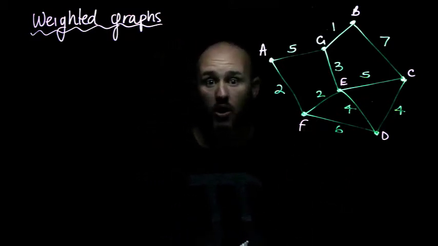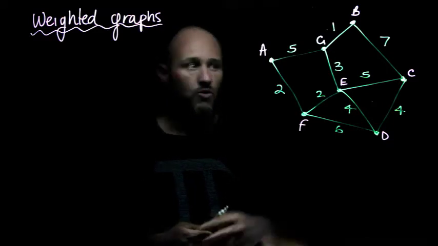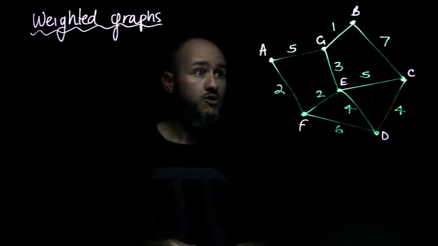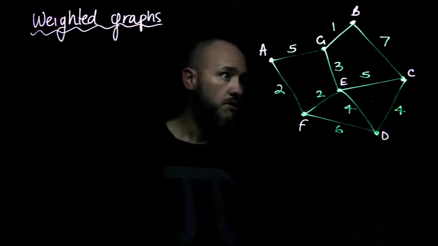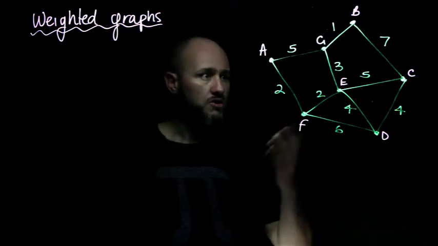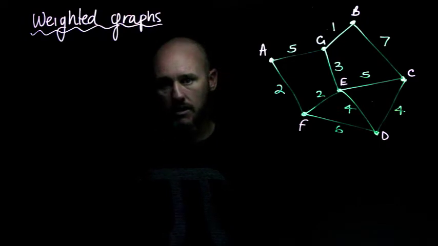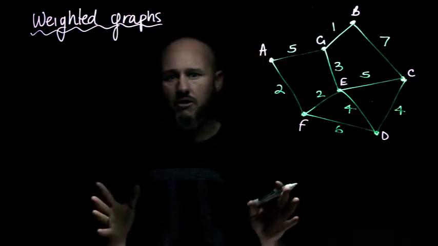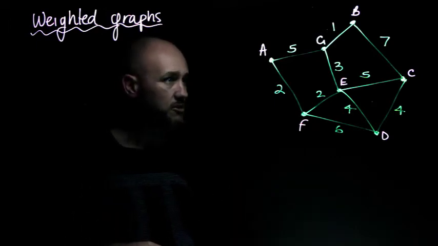It could be pipelines and costs to lay them, or the amount of water that could flow through those pipelines. It could be the cost of internet and internet services between those places. There's lots of different things it could be. But we're just dealing with the maths behind it and maybe occasionally dealing with the context.